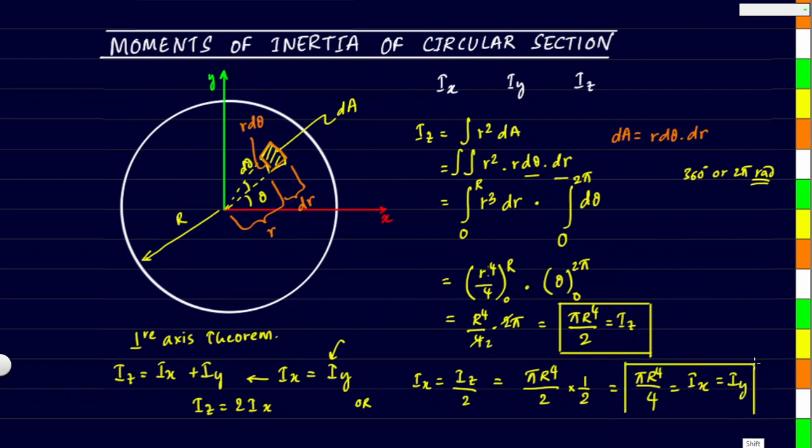So these are all the moments of inertia for the circle. We need to remember these moments of inertia formally, and whenever a problem comes up which has a circular section in it, we will be using this to find the moments of inertia of the composite diagram.